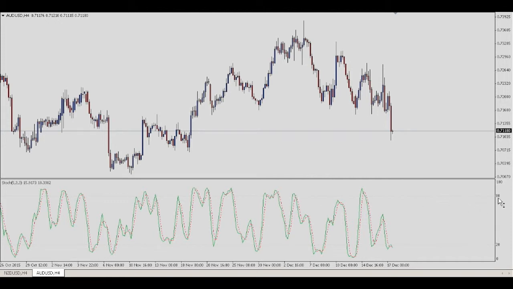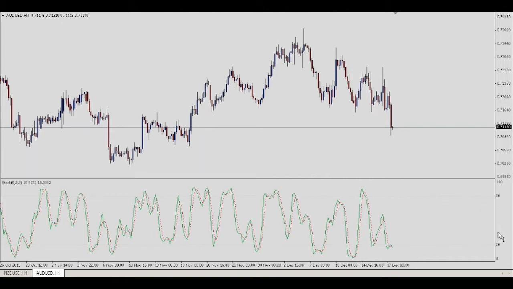Now, with the stochastic oscillator, there's two values, 80 and 20. What the 80 line means is that if the value of the stochastic is above 80, then that just means that the market is overbought. If the stochastic is below the 20 mark, that means that the market is oversold. So basically, you can use this oscillator to find points in the market where it might be oversold or overbought.